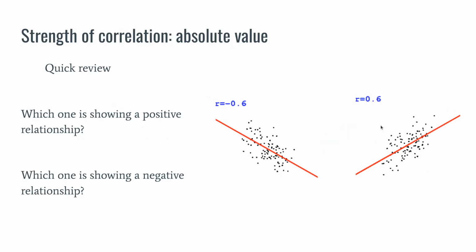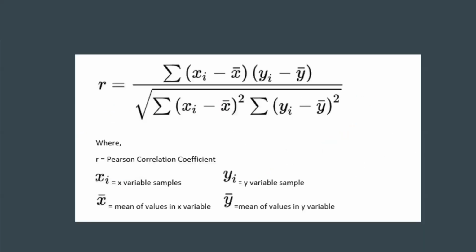It's this one with R value being positive. And which one is showing a negative relationship? It's this one with R value being negative.